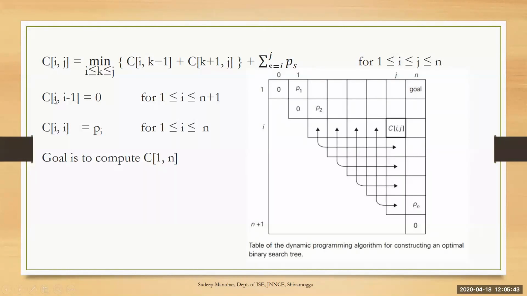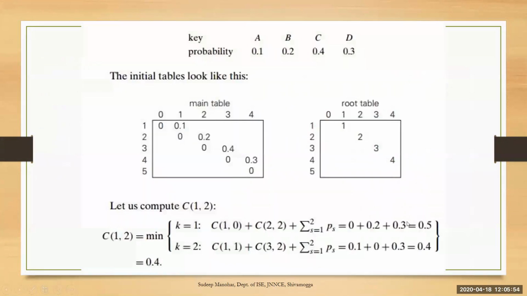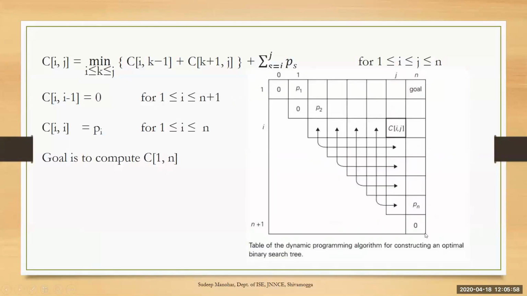If you take i as 2, 2 comma 2 minus 1, that is 2 comma 1. So 2 comma 1 is also 0. That means all the diagonal elements should be set to 0. That is the first point. All the diagonal elements should be set to 0. Okay, that is what this tells.